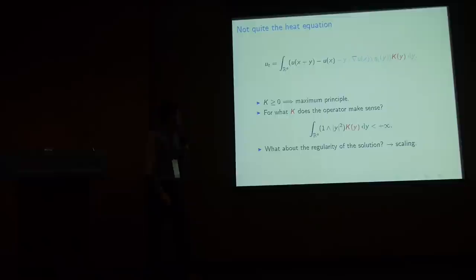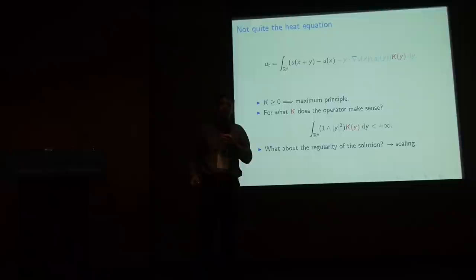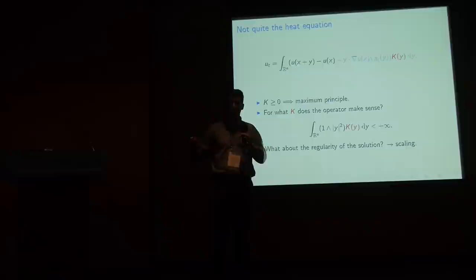So are equations like this going to have regularization properties? Are they going to regularize the initial data? This is going to happen if my operators have some scaling properties, meaning that when I rescale the equation and I go to smaller and smaller scales, some form of the equation has to survive, right? So there has to be some assumption on k that tells us that we still have an equation in the smaller scales.